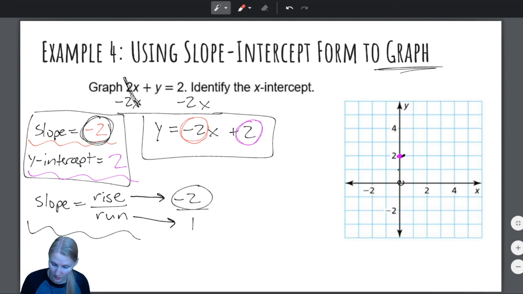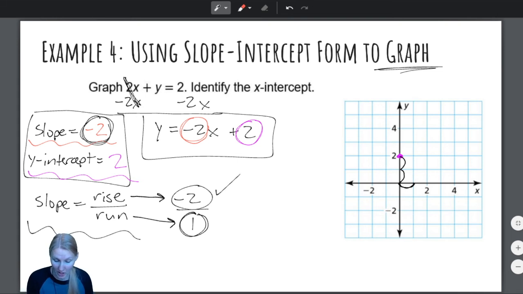So I'm going to start at my y-intercept and I'm going to go down 2 boxes on the graph, down 2 numbers. Then I am going to run 1. Now if the run is positive, I'm moving to the right. I'm going to the right 1. If this run were negative, then I'd be moving to the left. So because this is positive, I'm going to go to the right 1.